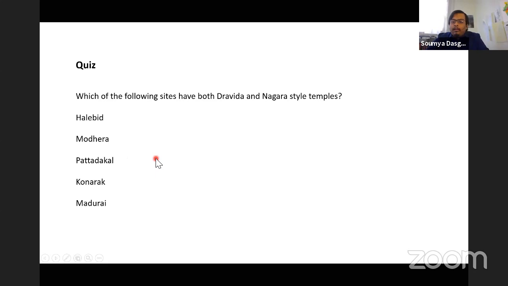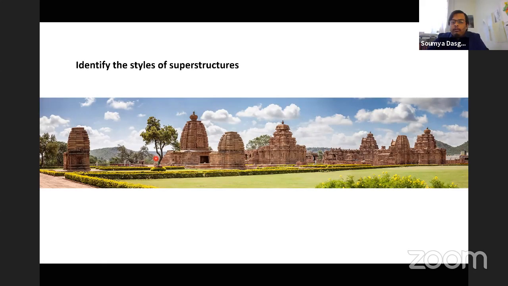And now I go to an image of Pattadakal, and I ask everyone to discuss and identify the styles of the superstructures. So I guess, Joy, we are doing good on the time here, I guess.